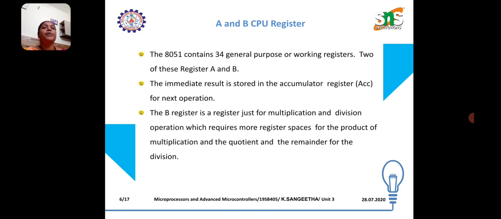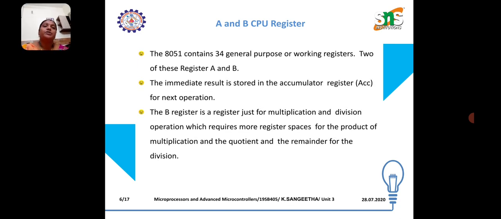The A and B registers are CPU registers. 8051 contains 34 general purpose or working registers. Two of these registers are A and B. A means accumulator. The intermediate result is stored in the accumulator register for the next operation. The B register is used for multiplication and division operations, which require more register space to store the product of multiplication, and the quotient and remainder for division. So the B register is mainly used during multiplication and division operations.